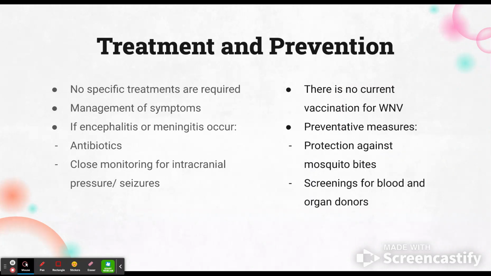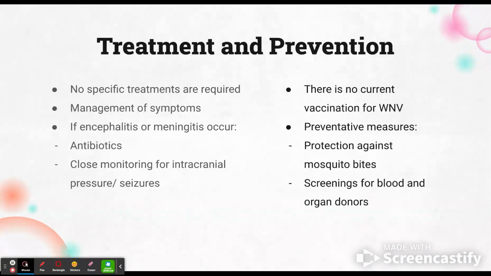So now the treatment and prevention. There is currently no specific treatment for West Nile virus. If you have a more moderate case, a lot of the time it just looks like managing your symptoms, which can be using acetaminophen or ibuprofen for the aches and fevers that people often have. And rest is also very important, to rest your muscles and your body to recover from the virus.